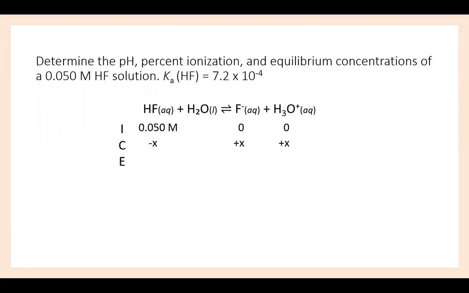The change is how the concentration changes over time. So minus X for HF, plus X for both of the products. So our equilibrium concentrations will be 0.050 minus X for HF and X for both F minus and H3O plus.